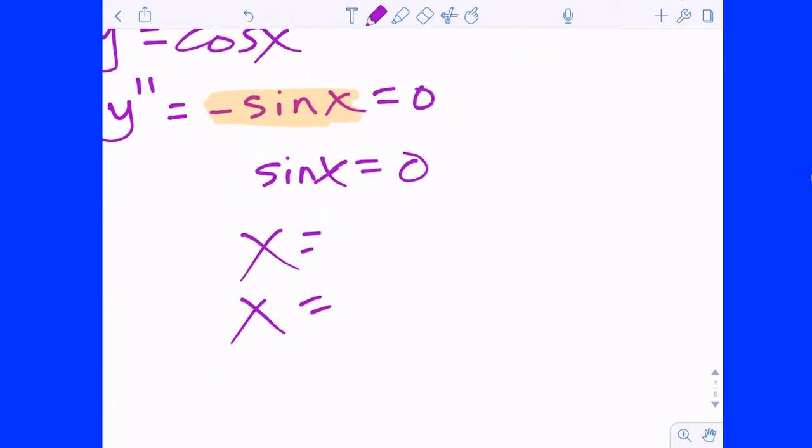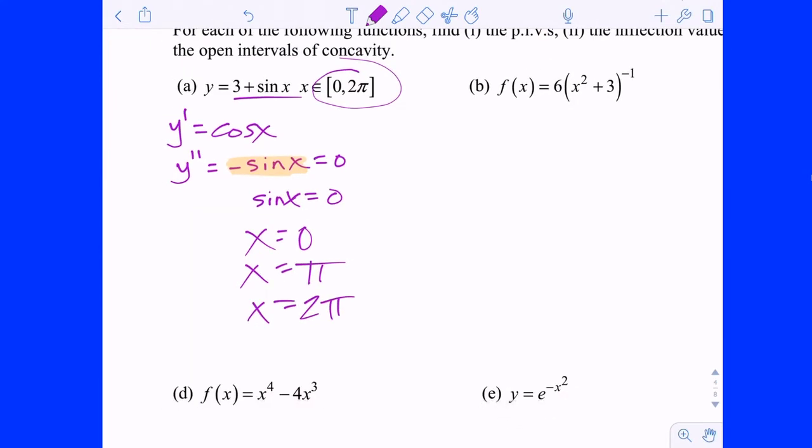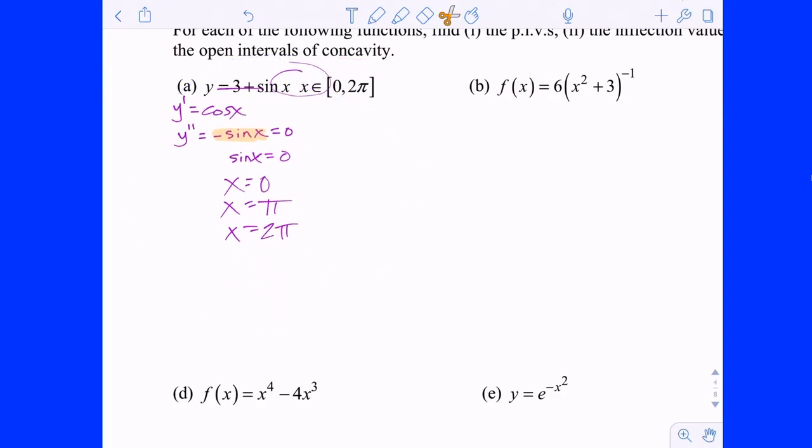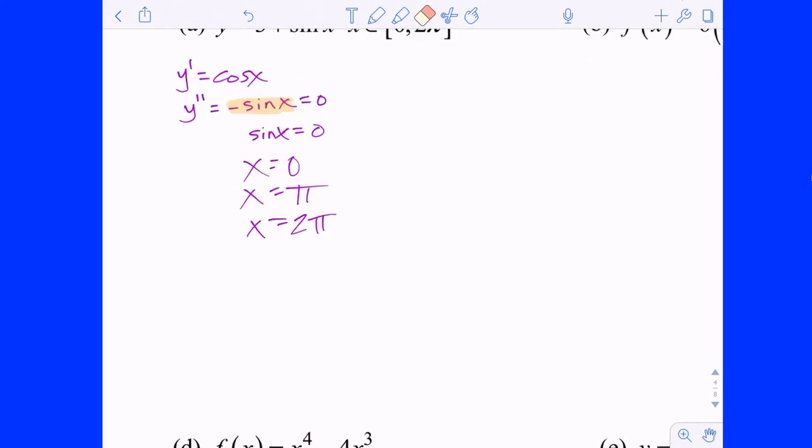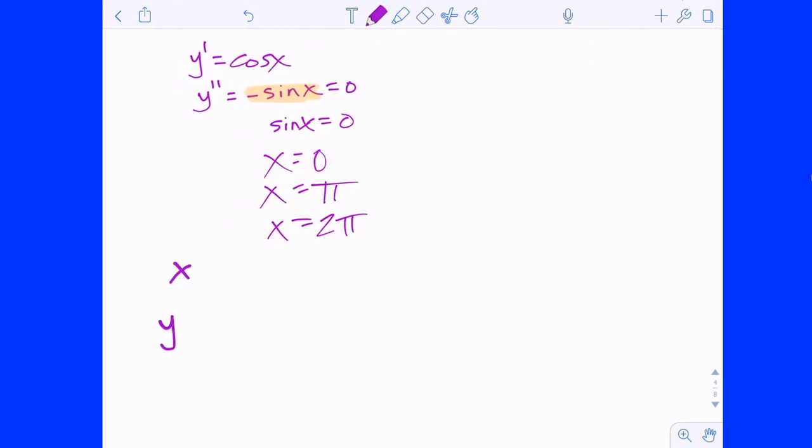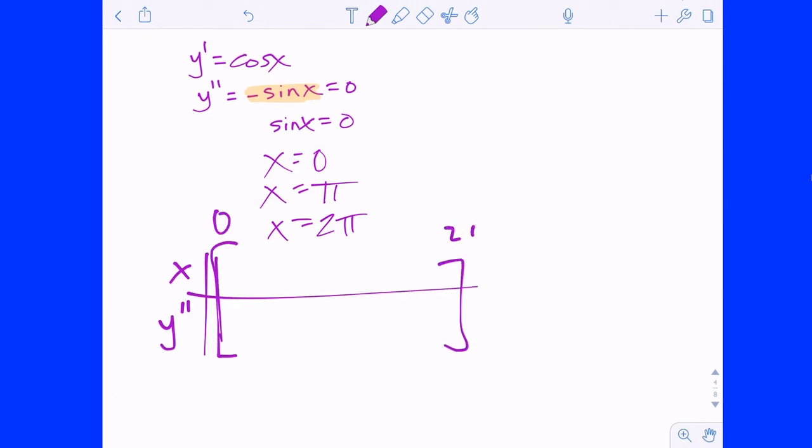There are some values, I believe, within one rotation where sine is 0, and they are 0, pi, and 2 pi. Now, 0 and 2 pi are the endpoints of the interval, so we really don't have to consider them. So there's really only one point on the open interval, and that's pi. So now here we go. We'll make a little number line chart. X and y double prime. I would probably put a 0 over here and a 2 pi over there just to make sure that I'm not choosing a value less than pi. Because normally you might say any number less than pi would work, like my favorite number less than pi, which is -58 pi. But that wouldn't work here, because that's less than 0.